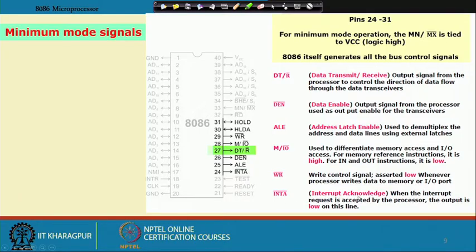And there is the INTA bar line. So, it is interrupt acknowledge. When the interrupt request is accepted by the processor, the output will be low. So, that acknowledge signal will go to the device, and the device will know that the processor has gone into an interrupt acknowledge mode. So, it will provide the interrupt service routine address.